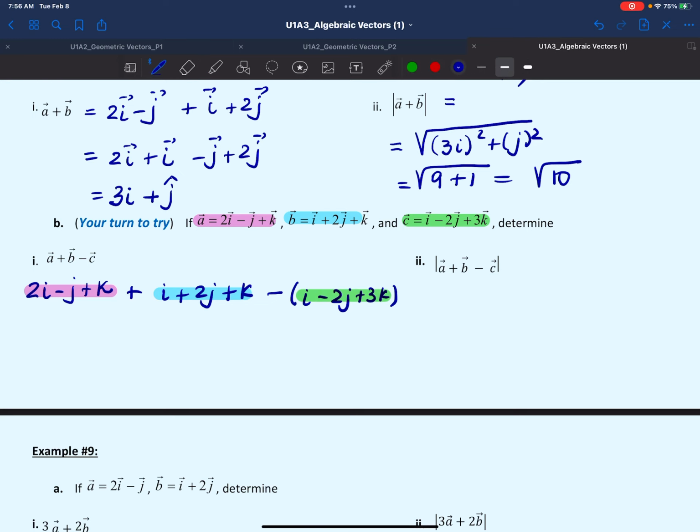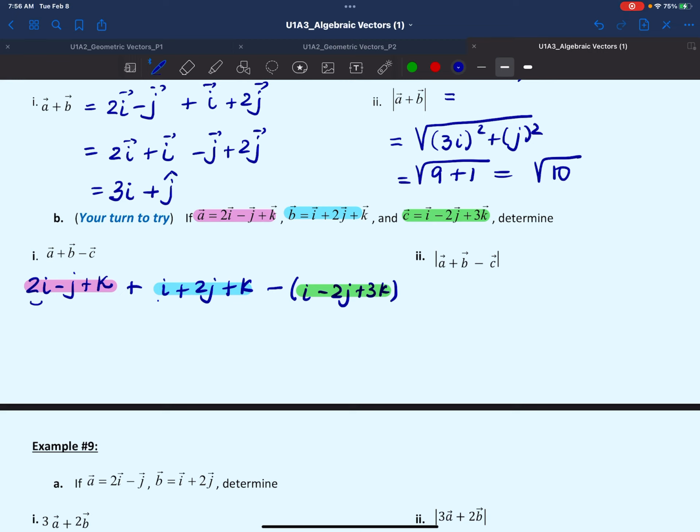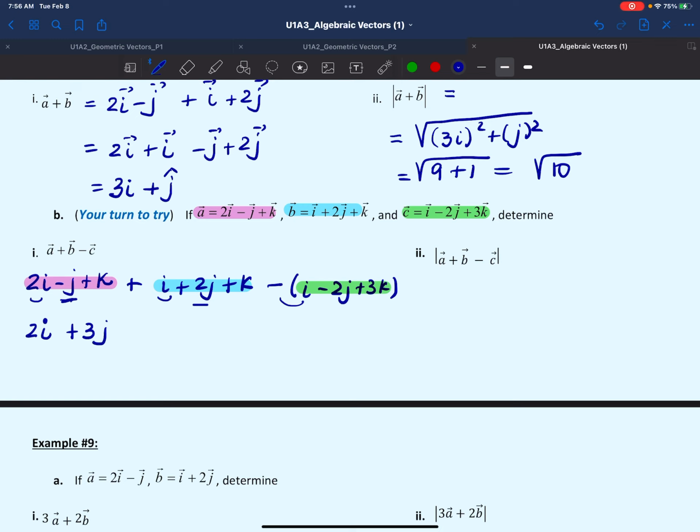So here we go, we're simplifying now. We have 2i and 1i, and then minus i equals 2i. And then we have negative j plus 2j, and then here we have minus negative 2j, which is a positive 2j. So that equals 3j. And last we have 1k, another k, and then minus 3k. So 2k minus 3k is minus 1k.